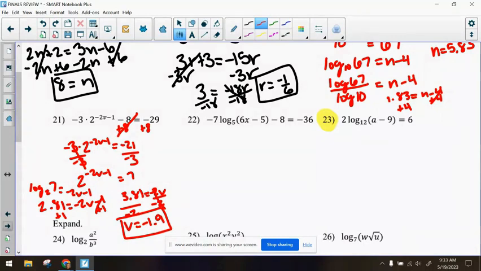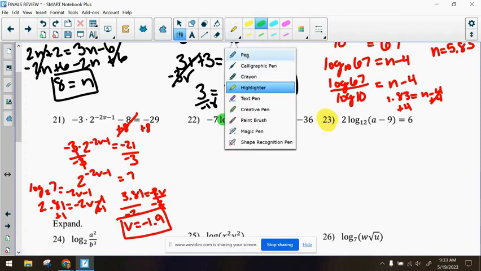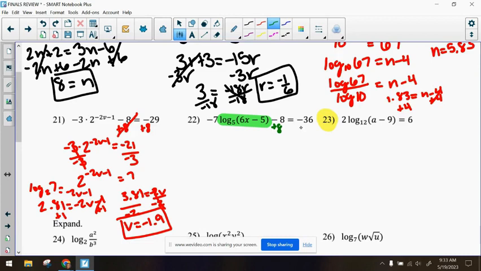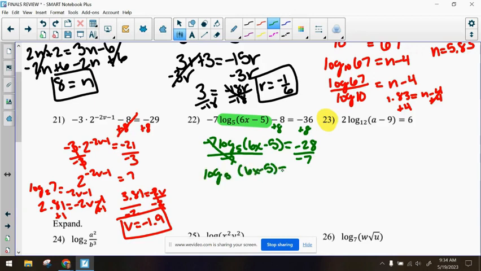For number 22, this one is solving by converting to exponential form. My goal is to get the log by itself before I can convert form. So to do that, I start by adding 8. So -7 log base 5 of 6x minus 5 equals -28. I then have to divide by -7 so that I'm left with log base 5 of 6x minus 5 equals 4. I then convert to exponential form where my base is 5, my exponent is 4, and it's equal to 6x minus 5.